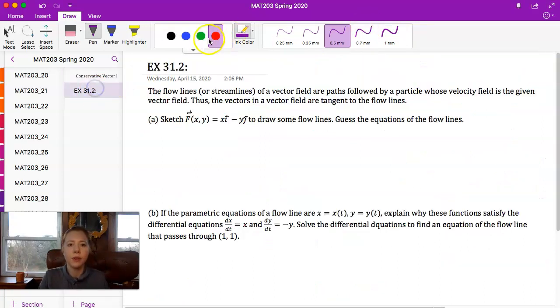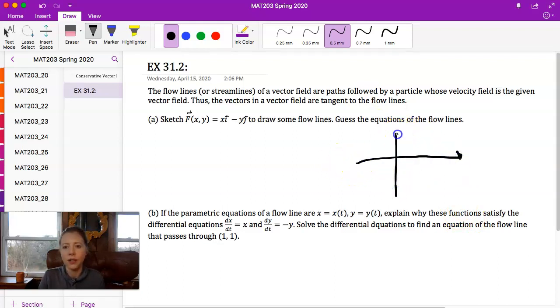Now let's do one more together. The flow lines or streamlines of a vector field are paths followed by a particle whose velocity field is the given vector field. Thus, the vectors in a vector field are tangent to the flow lines. So we want to sketch F of x and y is equal to x i hat minus y j hat to draw some flow lines, and then we're going to guess the equations. If we were in class together, this would be a bit more interactive, but it is what it is.